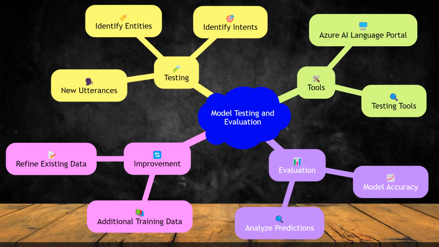After training your language understanding model, it is important to test and evaluate its performance. Testing involves providing the model with new utterances and checking if it correctly identifies the intents and entities. In the Azure AI Language portal, you can use the testing tools to evaluate your model's accuracy. Provide a set of test utterances and analyze the model's predictions. If the model's performance is not satisfactory, you may need to provide additional training data or refine the existing data.